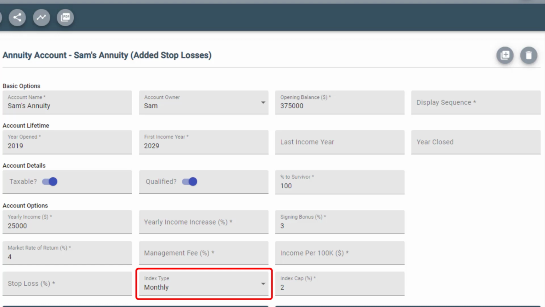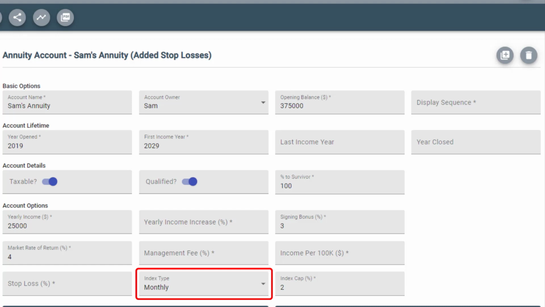If this option is set to monthly, the calculations in the bear market years will add up the rate of return for each month. For negative months, the full negative amount will be used. In positive months, the rate added to the total will be the historical market rate or the index cap, whichever is less. At the end of the year, the rate of return for the year will be set to the total rate for the 12 months, but no less than the designated stop loss percentage.